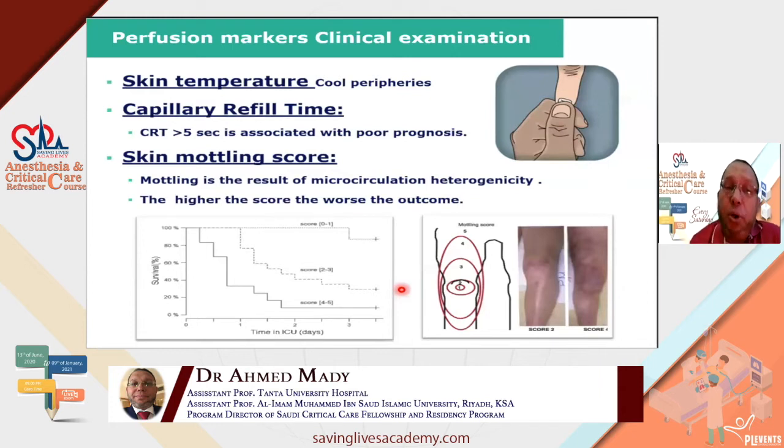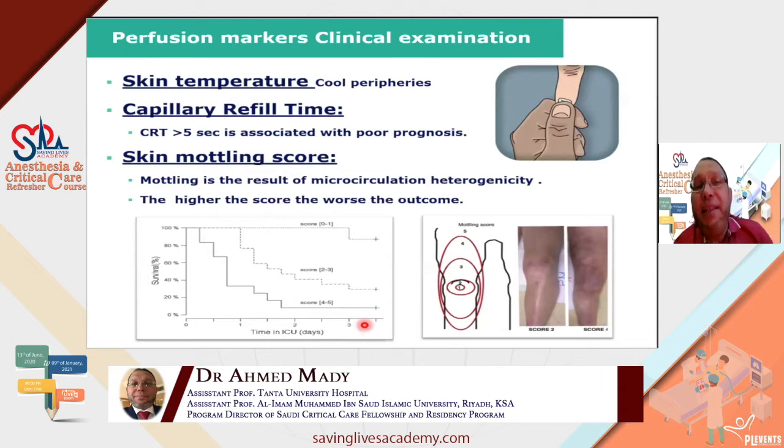If it is prolonged more than 5 seconds, it is associated with poor prognosis. Skin mottling is one of the very common scores in sepsis, and you can find it correlates with severity. With a high score, more patients will die, with less survival, as you can see in these studies. It is well studied, well done. You can see it here in the knee or in the elbow. Whenever you have higher mottling, more patients will die.